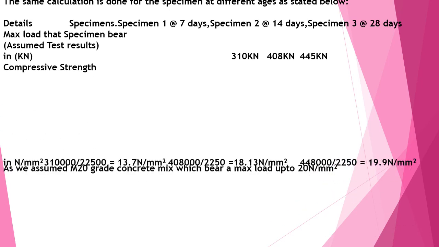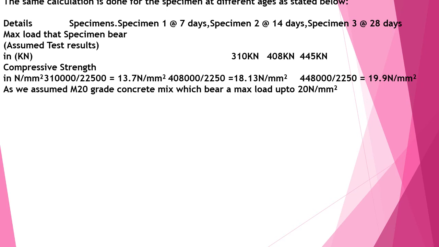This is the compressive strength in newton per mm square. 310,000 divided by 22,500 is equal to 13.7 newton per mm square. 408,000 divided by 22,500 is equal to 18.13 newton per mm square. 448,000 divided by 22,500 is equal to 19.9 newton per mm square.